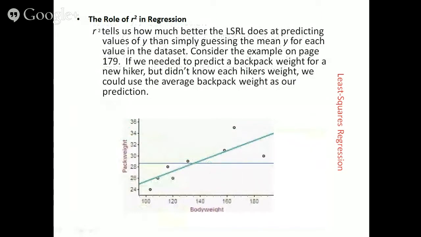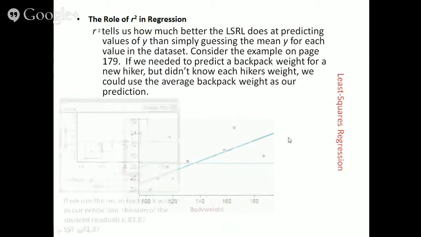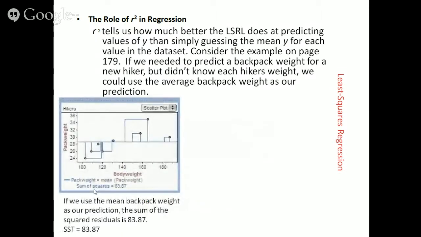Okay, r squared is useful because it tells us how much better the least squares regression line does at predicting values of y than simply guessing the mean for y for each value in the data set. So look at page 179. You should already be there, hopefully, or you were on 177. So get to 179. If we needed to predict the backpack weight for the new hiker but didn't know each hiker's weight, we could use the average backpack weight as our prediction. Okay. So if we use the mean backpack weight as our prediction, the sum of the squared residuals is 83.87.